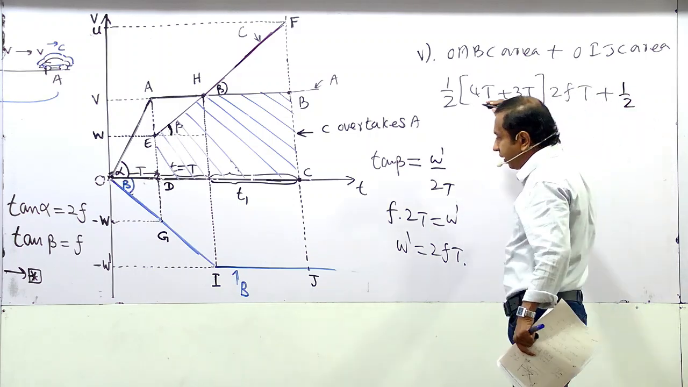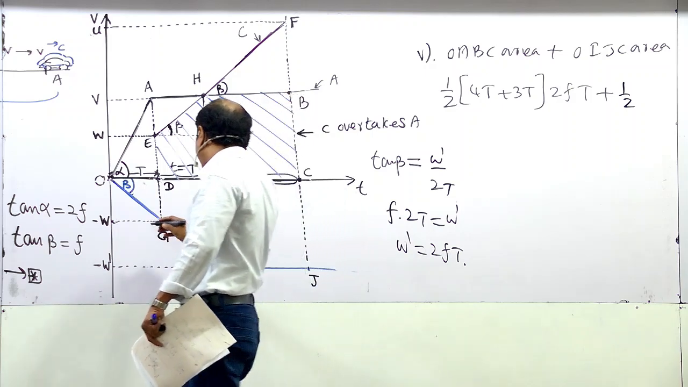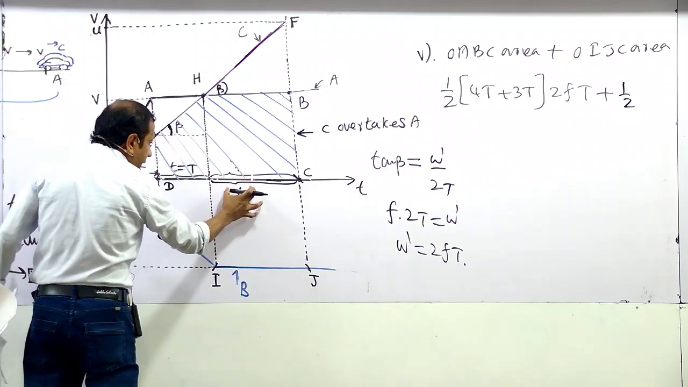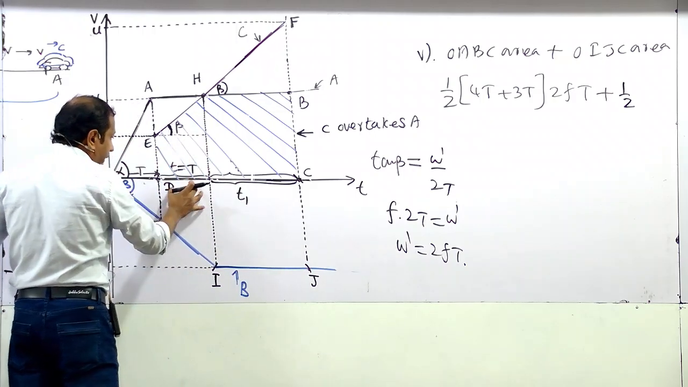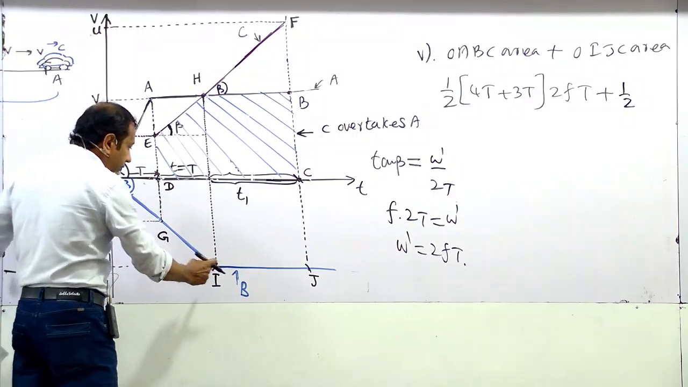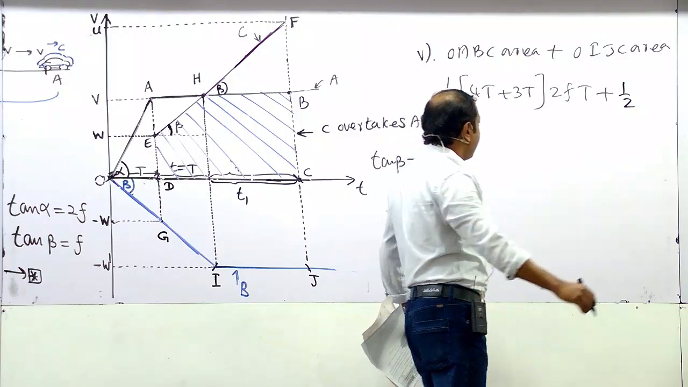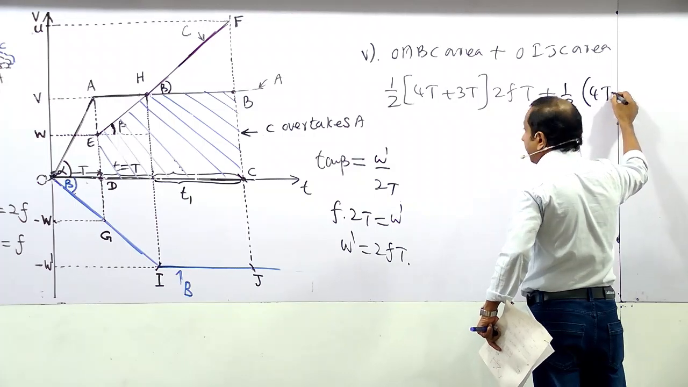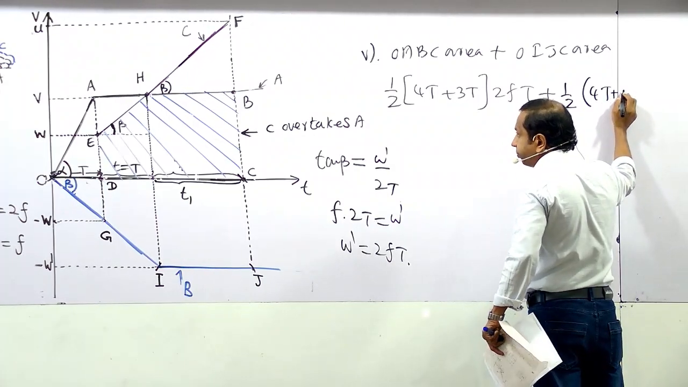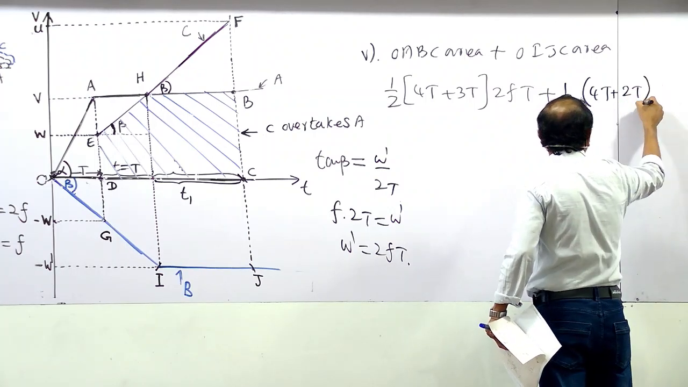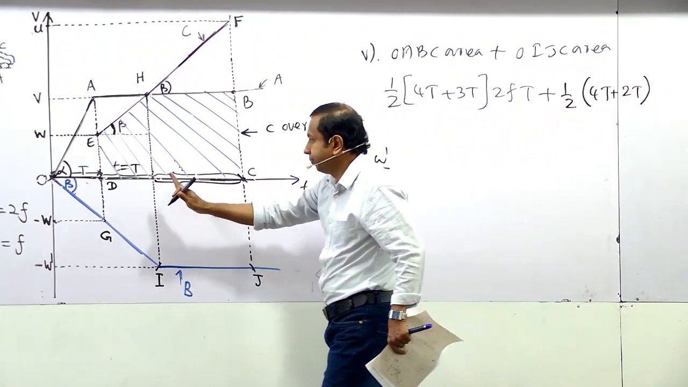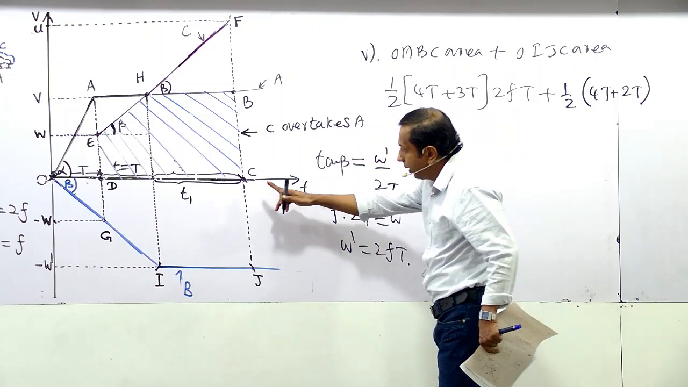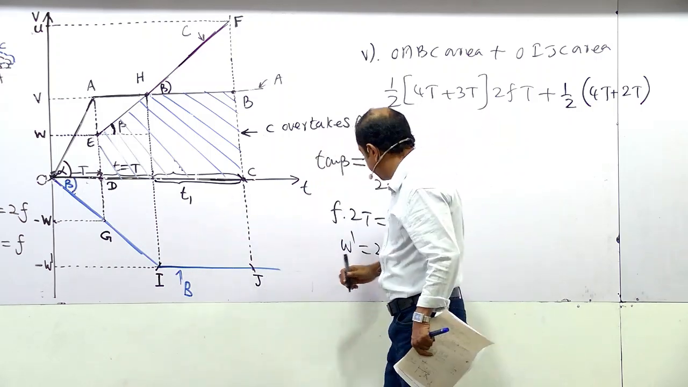Then take here the half sum of the parallel sides. One parallel side is this, from here to here. The other parallel side is here. Here T, 2T, T, then 40. This is 2t. Half sum of the parallel sides: 40 plus 2t, no? This is 40. This is 2t. Half the sum of the parallel sides into the perpendicular height. The perpendicular height is this. What is that? W dash that I found here, 2ft.